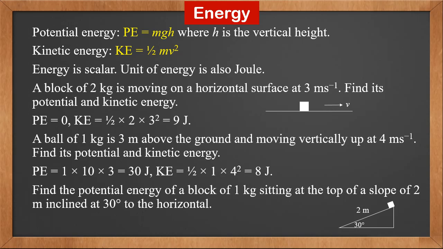Find the potential energy of a block of 1 kilogram sitting at the top of a slope of 2 meters inclined at 30 degrees to the horizontal. h is the vertical height. The slope is 2 meters long, so its height is 2 sine 30, which is 1 meter. So PE is mgh, which is 1 times 10 times 2 sine 30. It is 10 joule.